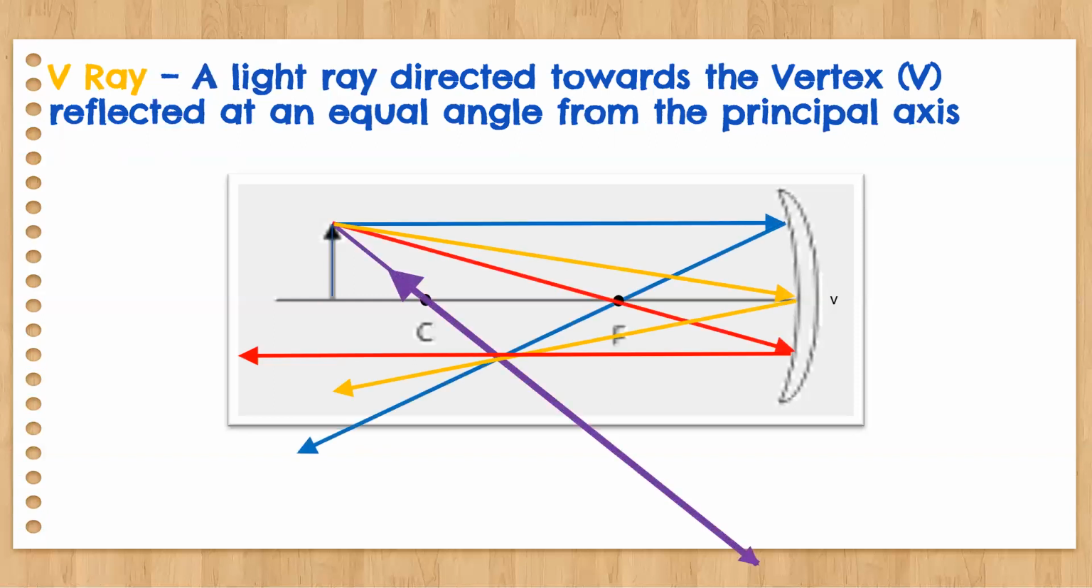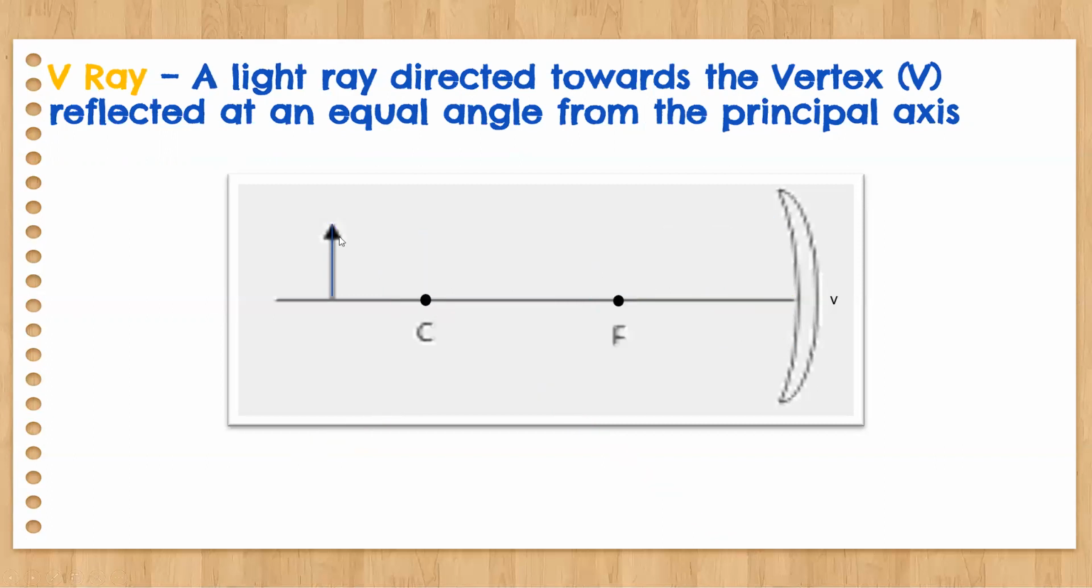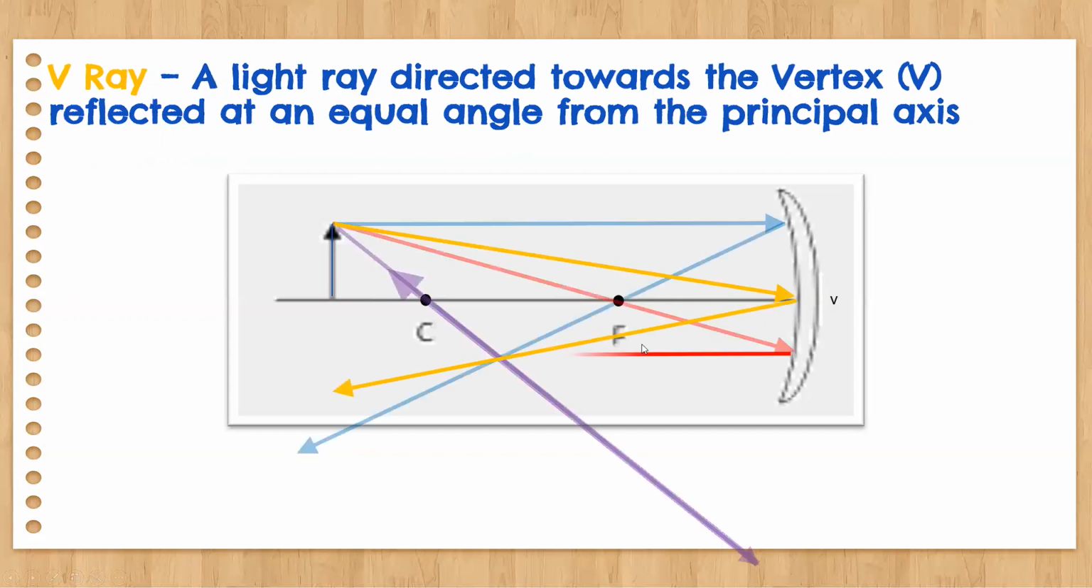It is a light ray directed towards the vertex, reflected at an angle from the principal axis. So from the tip of the object, it hits the vertex and it is reflected at an angle equal to the incident ray.